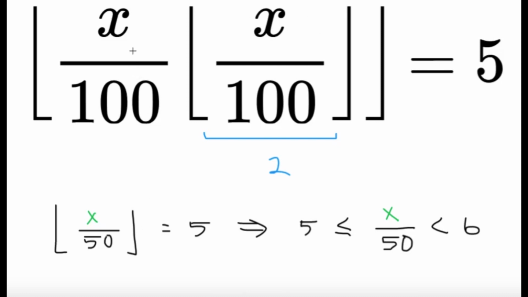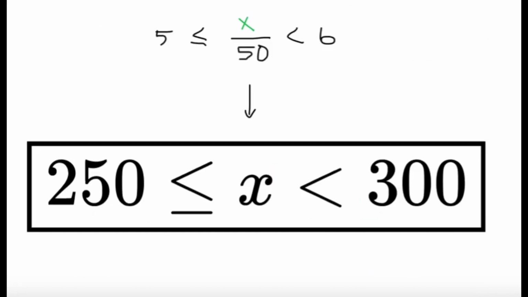So x over 100 times 2 is going to be x over 50. So the floor of x over 50 is going to be equal to 5. And then we can now get the range of values for x over 50. It's just one step away to solve for the values of x. Since x over 50 is greater than or equal to 5 and less than 6, simply multiply both sides by 50, and we're going to get x is greater than or equal to 250, but less than 300. And this will be our final answer.